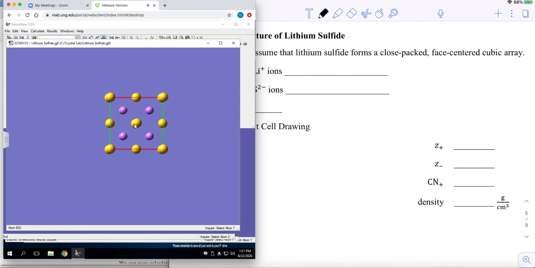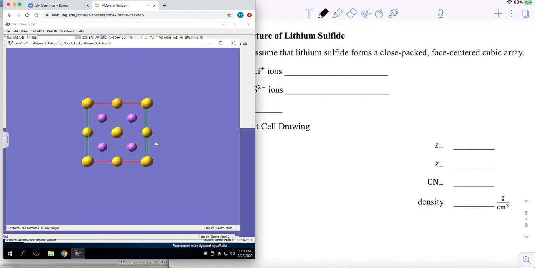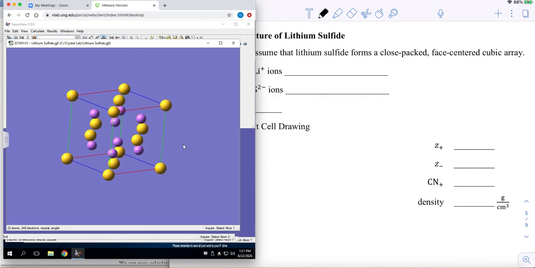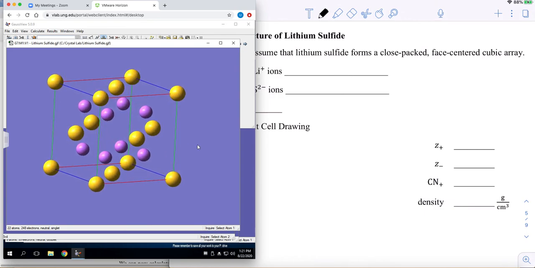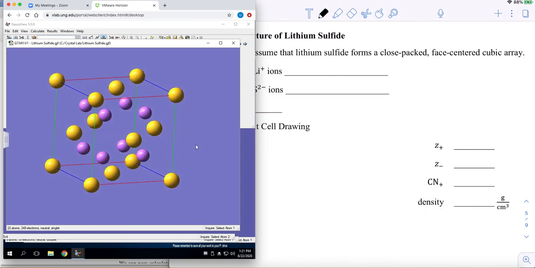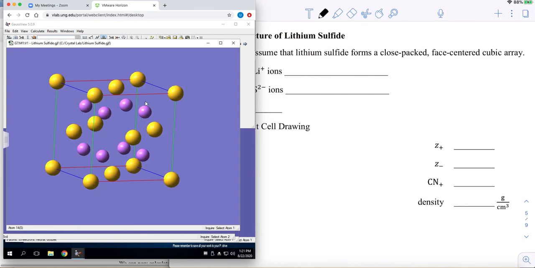But hopefully now that you have an idea of how this is working, you can look at the structure and figure out some of this information. So the things I'll show here for the structure, this is what our structure looks like. I'm going to hold it at this angle for right now.